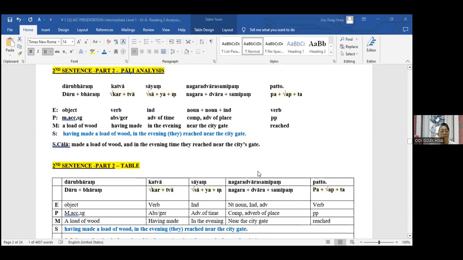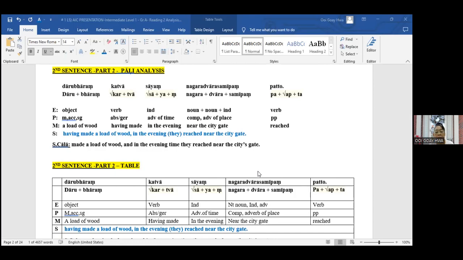And the second sentence, part 2, is Darubaram Katua Sayam Nagara Dwara Samipam Pato. Darubaram, Daru plus Baram, object, masculine, accusative singular, a load of wood. Katua is kar plus tua, a gerund verb, having made. Sayam, sa plus ya plus Nikahita M, indeclinable, adverb of time, in the evening.